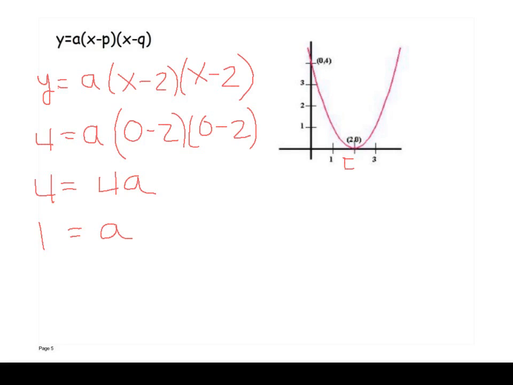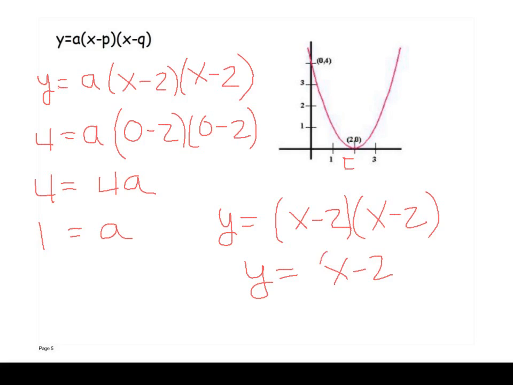So finally we plug this back into our original equation, and that gives us y is equal to, since a is equal to 1, we'll just leave it as (x minus 2)(x minus 2), or if we wanted, we could also write it as (x minus 2) squared.